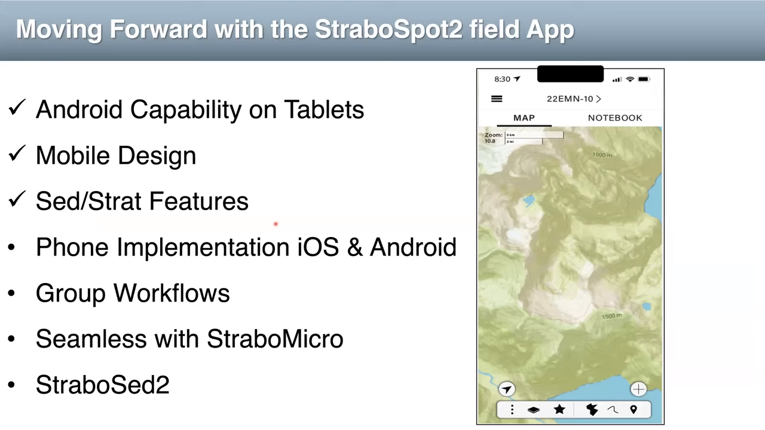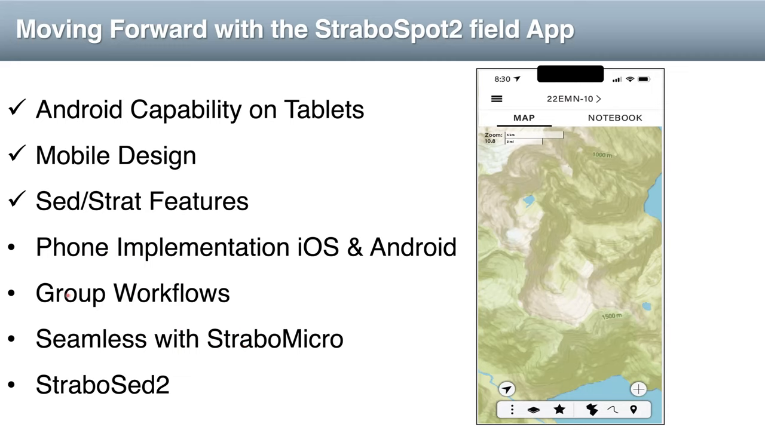And then we're continuing our development and moving forward with the StraboSpot 2 field app. Earlier this year, we released the Android capability on tablets. We've started the mobile design phase and gotten a good idea on that. This is, for example, the idea of what we would have for a phone-sized device. Ellen is developing these sorts of things and doing a super job trying to get this in. And we've also released the SedStrat module on all platforms. Our plan for this calendar year is getting a phone implementation going for both iOS and Android, and getting things seamless with Strabo Micro.